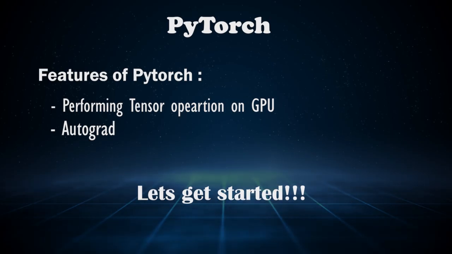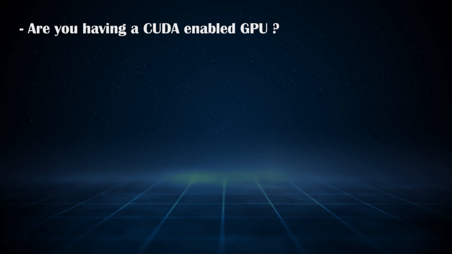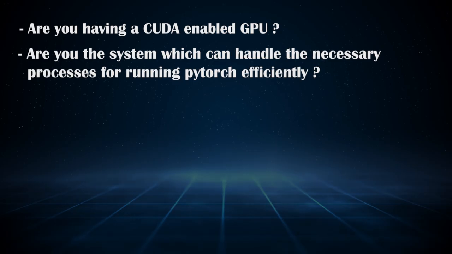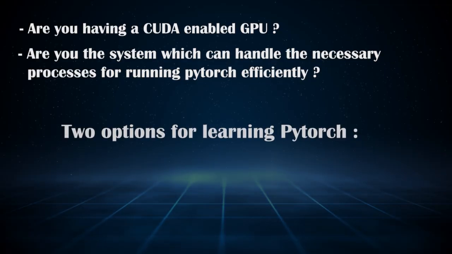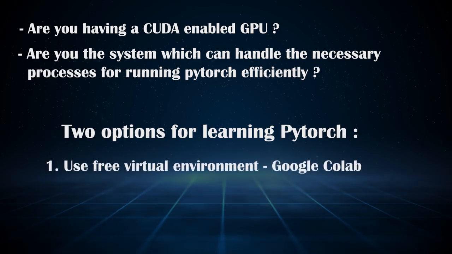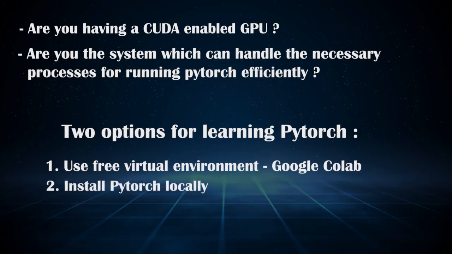As I said already, the true power comes from running the tensor operations on GPUs. But the question here is, do you have a CUDA-enabled GPU? And one more question: do you have a system which can handle the necessary processes for running PyTorch efficiently? So keeping these questions in mind, we have two options to run our code for learning PyTorch. The first option is using the free virtual environment Google Colab, which provides GPU support. And the second option is installing locally on your CUDA-enabled system.